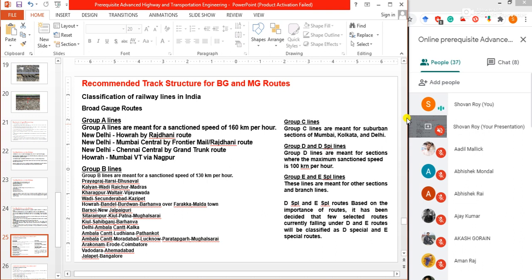Group C lines are meant for suburban sections of Mumbai, Kolkata, and Delhi. Then Group D and Group D special lines.